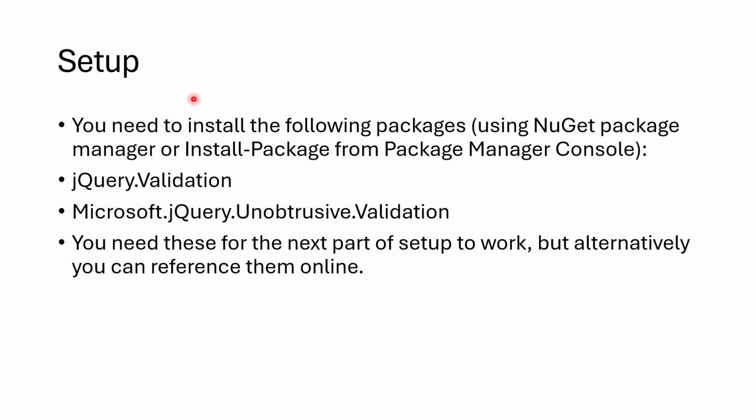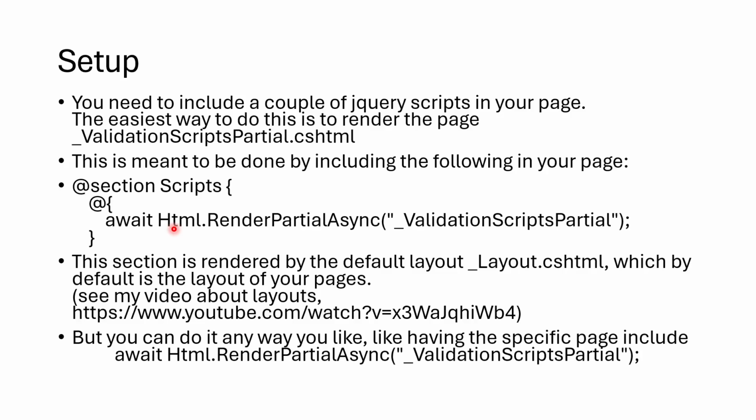So in order to get that to work, we need to make some setup. First, we need to install these two packages, jQuery Validation and jQuery Unobtrusive Validation. You can do that using NuGet Package Manager or install them from the Package Manager console. You might also be able to reference them online. I usually just download them, but referencing them online might actually be a nicer way to do it. And then you need to include these in your page.